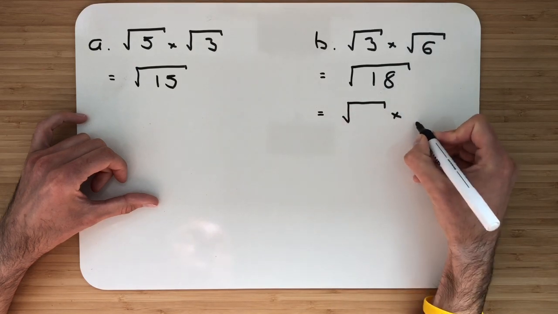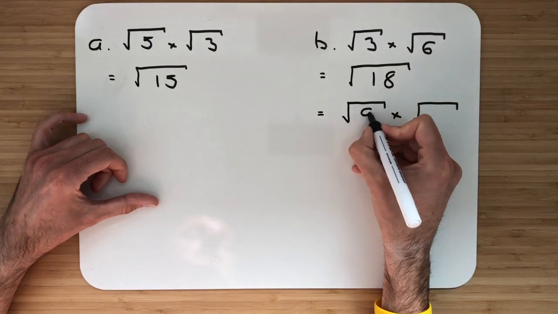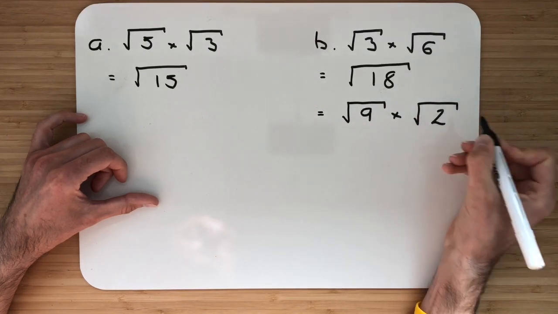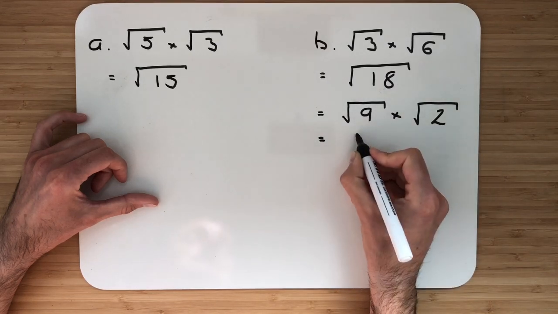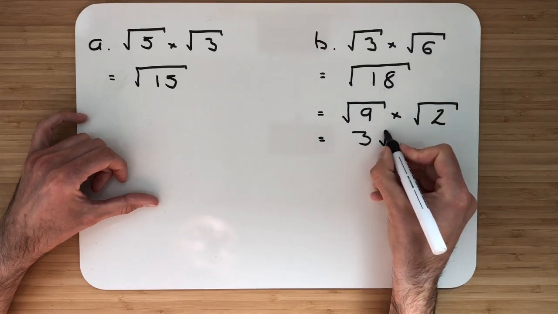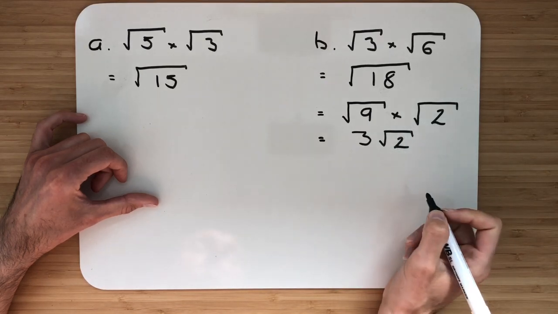So set out your roots. So that's going to be root 9 multiplied by root 2. The square root of 9 is 3. So it is 3 root 2. And that is in its simplest version.